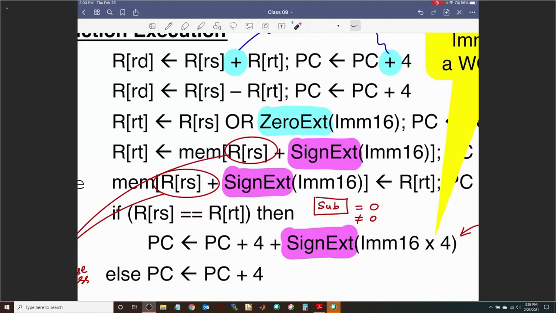Or I could have minus 2 for the offset, negative 2. Even then, I am providing that in terms of words. So I multiply by 4, I get negative 8 bytes. So I would go PC plus 4 minus 8. Then I'm looking before the branch instruction. Does that answer your question, Rojan?